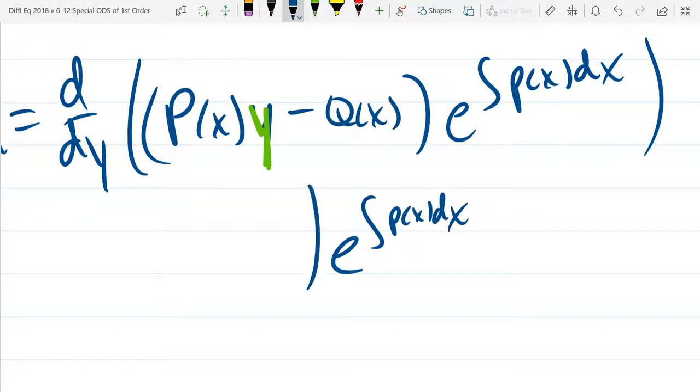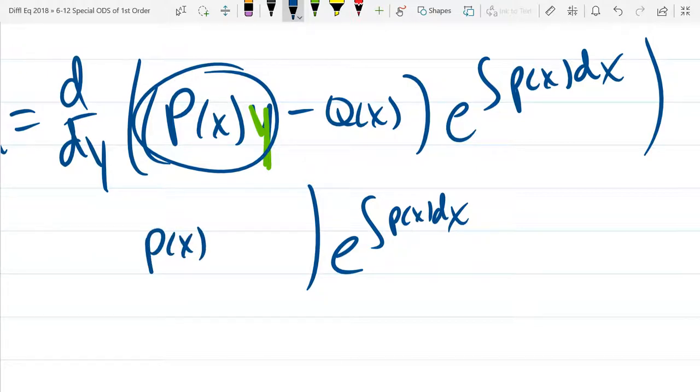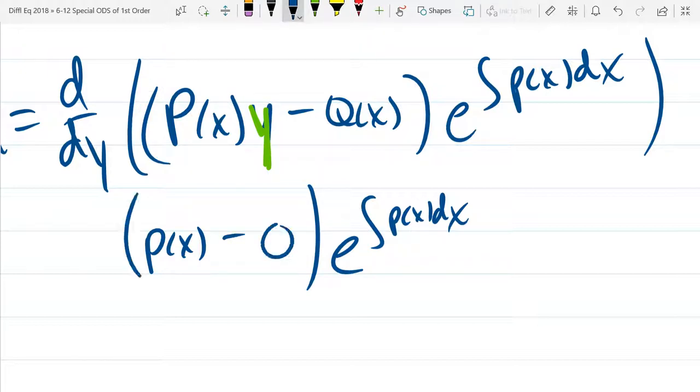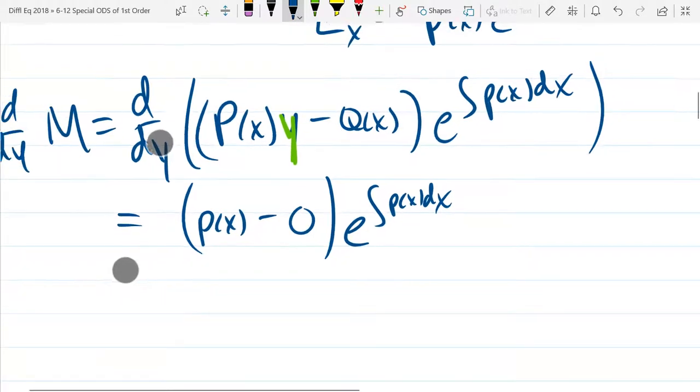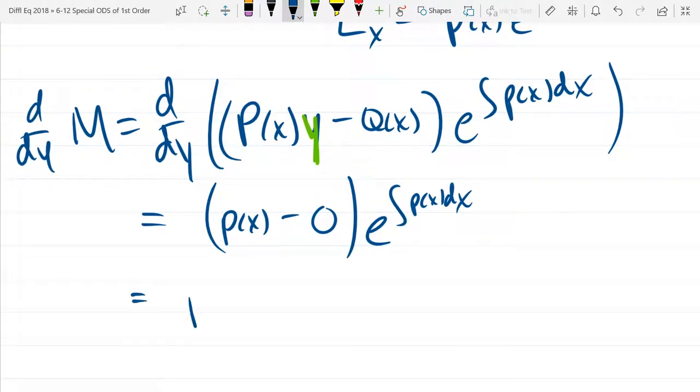Now I'm going to work on what's inside these parentheses. What is the derivative of this first term right here? The y derivative of the first term? P of x. The derivative of y is 1, so it's p of x times 1. What's the derivative of q of x? 0, because it is a function of x, not a function of y. And we just have p of x times e to the integral p of x dx.